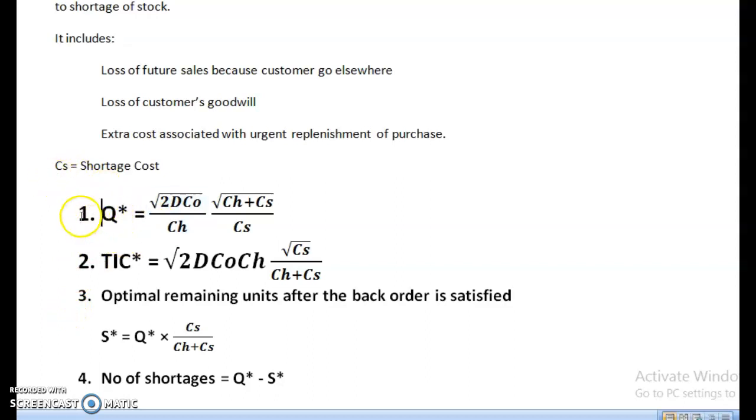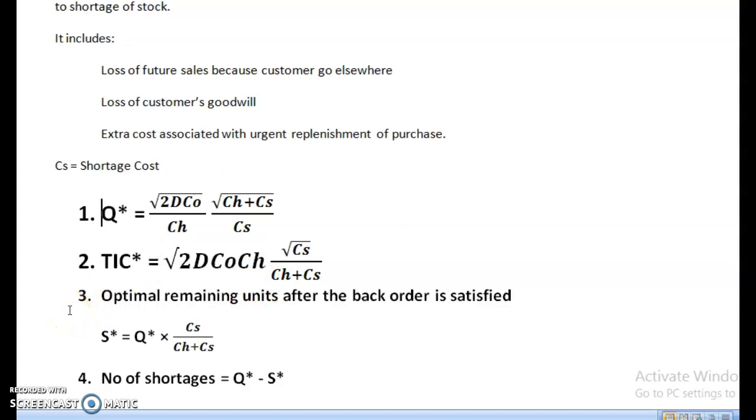Here we have to study four equations. First one is Q optimal, or EOQ, is equal to square root of 2DCO divided by CH into square root of CH plus CS divided by CS. Next, second equation, TIC optimal, or total inventory cost at optimal level, is equal to square root of 2DCOCH into square root of CS divided by CH plus CS.